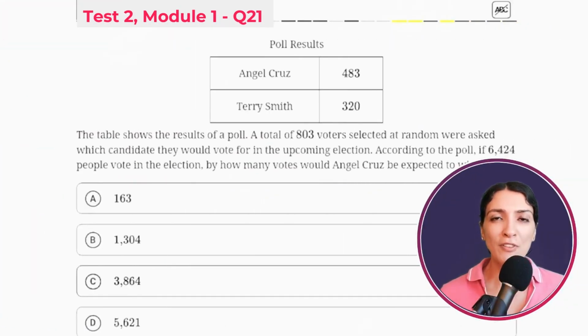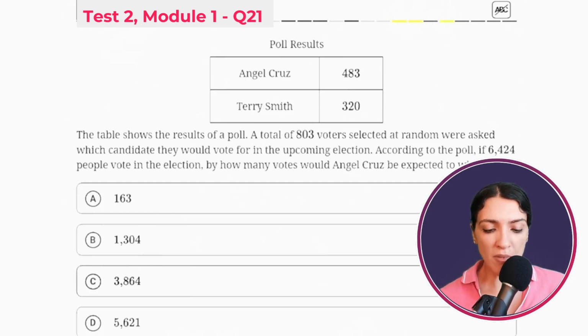This question involves ratios and preserving a proportion as well. We're given the results of a smaller sample poll, and we're asked to extrapolate it onto a bigger population. The poll is between Angel and Terry. There's different ways of solving this, but the most straightforward way is to first find out how many votes Angel is expected to win and how many votes Terry is expected to win.